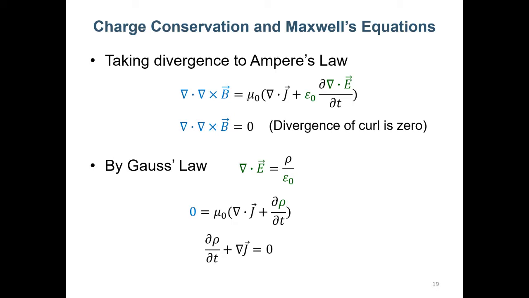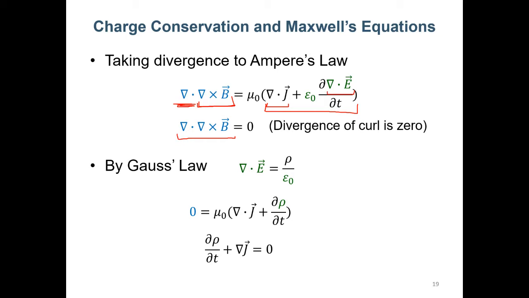So we have Ampere's law like this, and we take the divergence of Ampere's law on both sides. So we have the divergence of J as well as the divergence of E. And we have a theorem that the divergence of the curl of any vector field is 0. So the left-hand side should be 0.